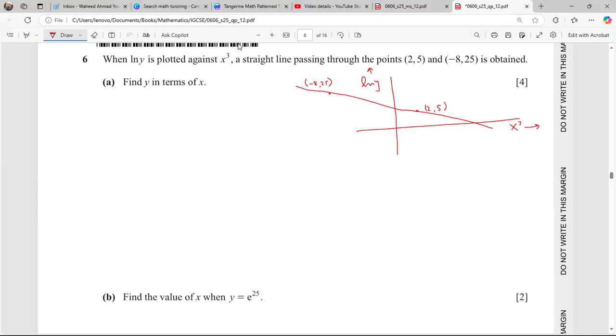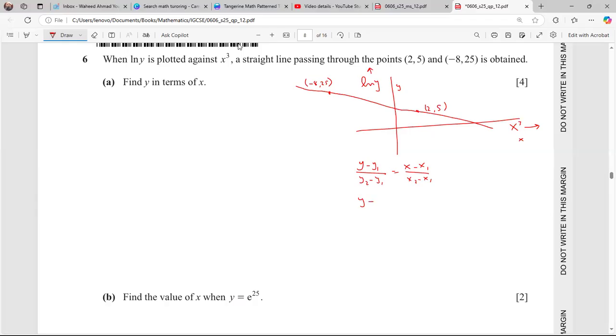So let's assume that there's y in this direction and x in this direction, not x cube and log y, just to make things simple. And I try to find the straight line equation which passes through these 2 points. If I know the 2 points through which a straight line is passing, I can find the equation this way: y minus y1 over y2 minus y1 equals x minus x1 over x2 minus x1, where x1, y1, x2, y2 are these 2 points and x, y are the variables.